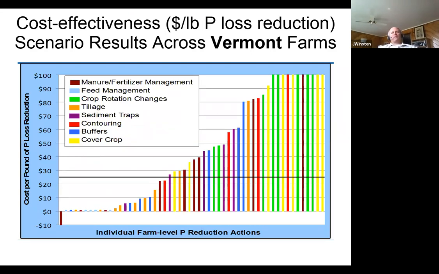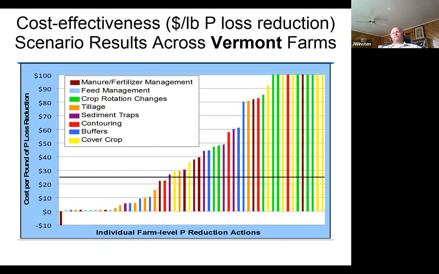So let me talk a little bit about some of the results. These are results across farms. And this particular graph happens to be from Vermont farms that we worked with 10 years ago up in the Missisquoi River watershed. What's happening here is each of these vertical colored bars is an actual scenario that we looked at on an actual farm. And this is across a set of farms that we worked with.